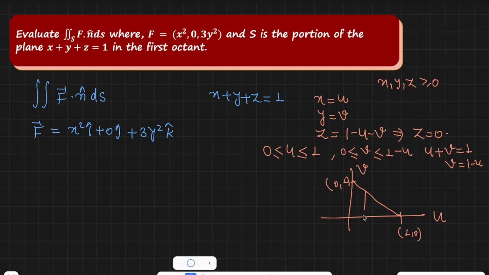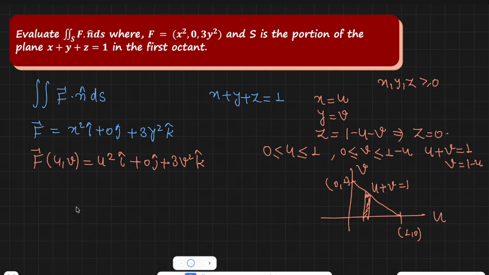If I take a strip like this, then u plus v equals 1, which means v will be from 0 to 1 minus u. That's another story. Okay, this is the triangle in the uv plane. Now after solving this, you apply it here and convert your F in terms of uv. So it is basically u squared i cap plus 0 j cap, and this will be 3 v squared k cap. Now your F is converted to uv.